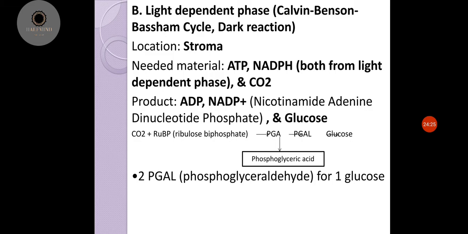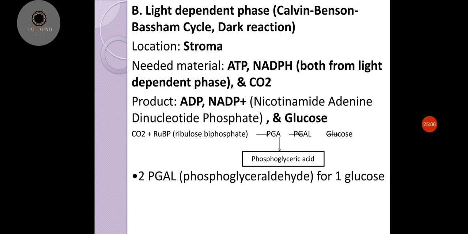So, ang product ng light independent phase or the light independent reaction are ADP, which is a reduced form of ATP. ATP is adenosine triphosphate. Yung ADP is adenosine diphosphate, meaning dalawa lang yung phosphate na dala niya. Si ATP tatlo. Kaya naging dalawa na lang because yung pangatlong phosphate is broken down to release energy to create glucose. Okay?